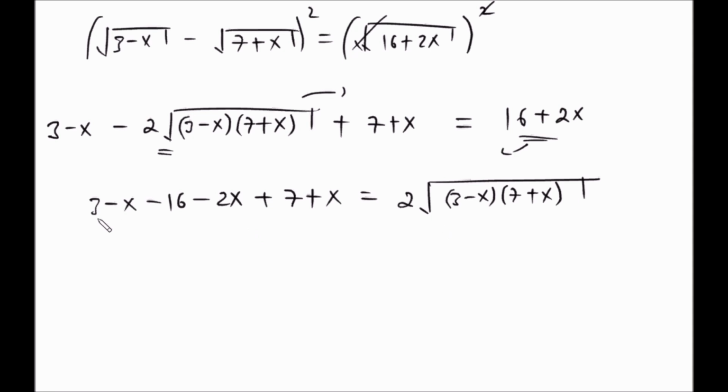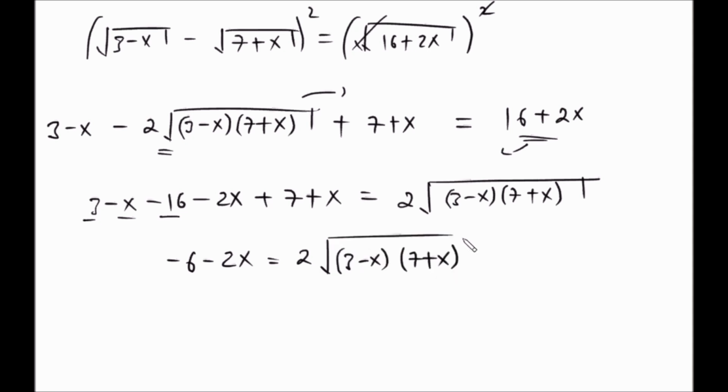Yes. So negative x, kwanza na hizi namba kwanza. 3 minus 16 is negative 13. Negative 13 plus 7 is negative 6. Negative x minus 2x is negative 3x plus 2x is going to be negative 2x. So this is equal to 2, the square root of 3 minus x times 7 plus x.